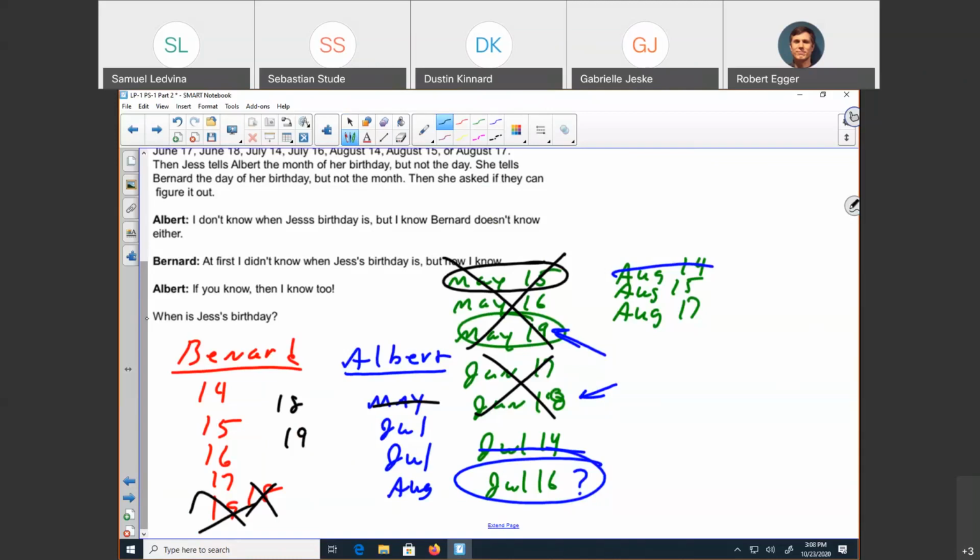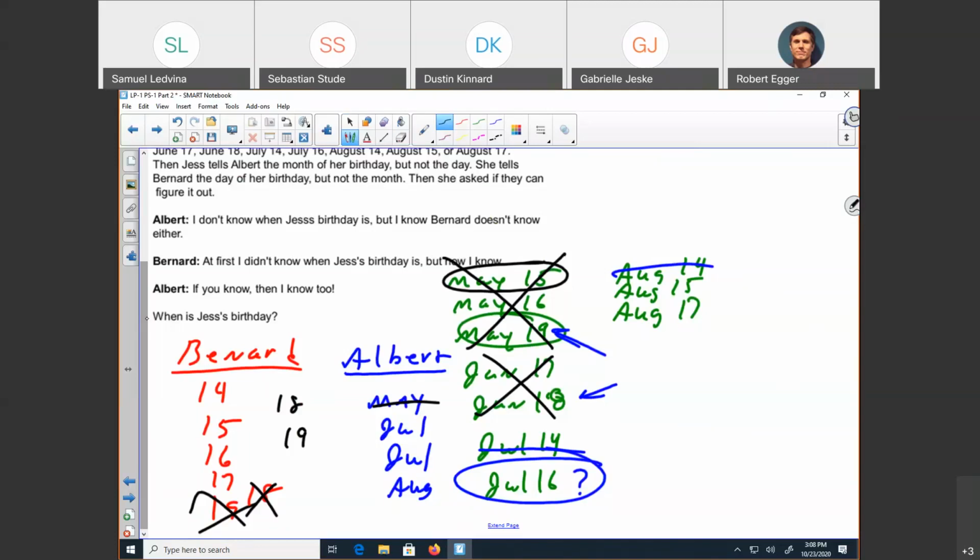So with Albert saying, I don't know what it is, although I don't know what the date is, he's saying Bernard doesn't know either. Albert was given either July or August, which does not contain 18 or 19. So Albert was able to deduce that the date can't be the 18th or the 19th.